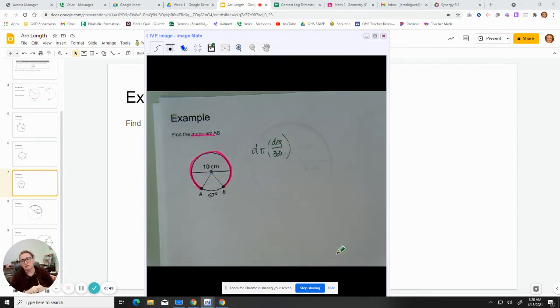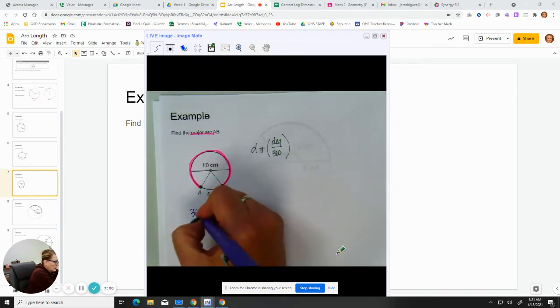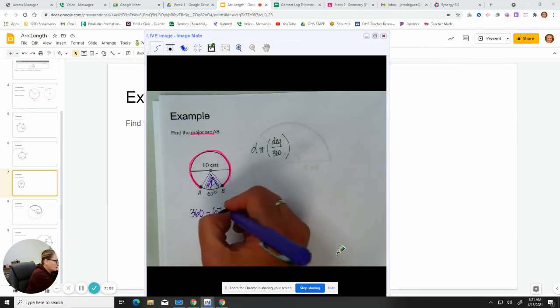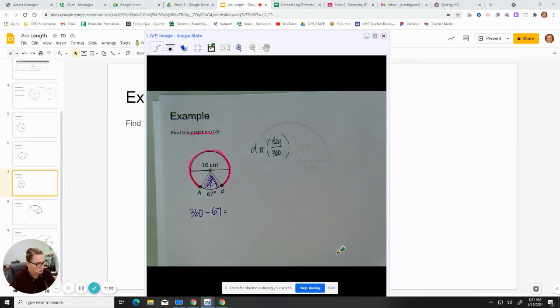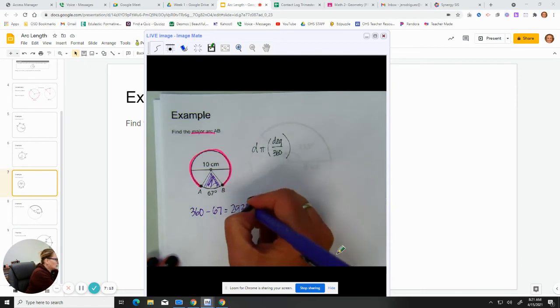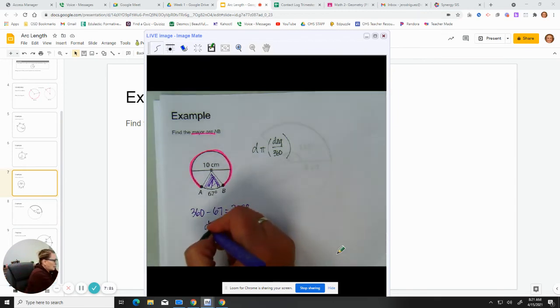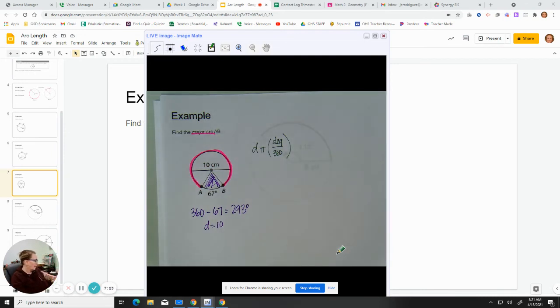So when it asks you for something that's not listed, you have to do a little bit of work on this. For example, we know that a whole circle is 360 degrees. And we know that this portion of the circle that we don't need is 67 degrees. So we have to subtract to get the amount of degrees that we're actually going to be talking about. And in this case, it is 293. We also know that our diameter is 10. And so now we're just going to plug into our formula.